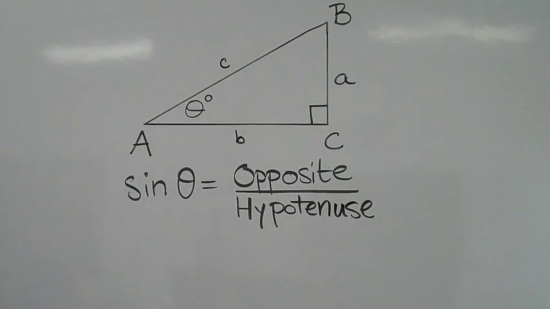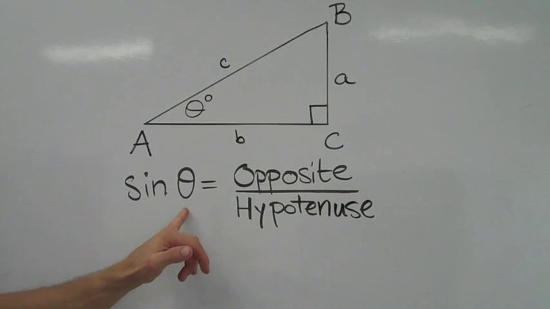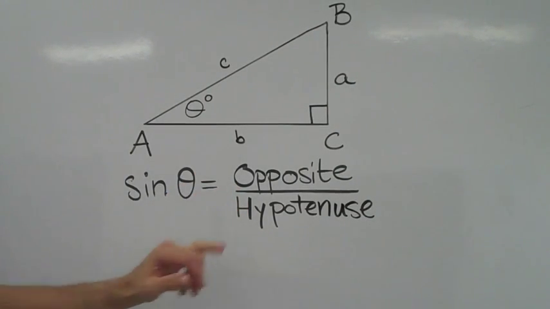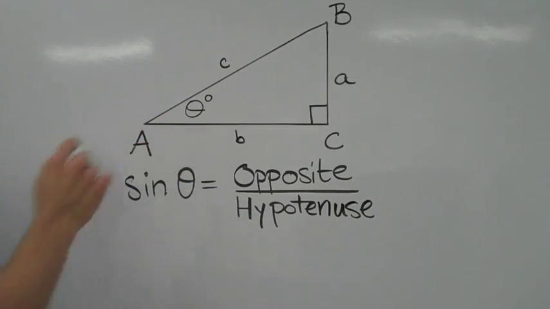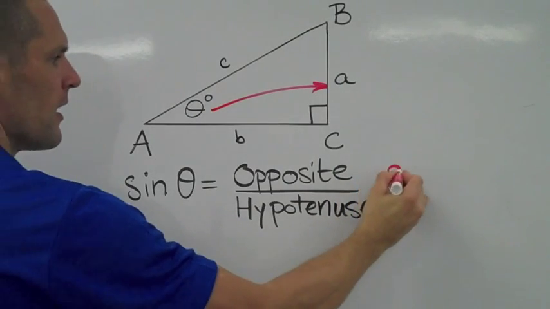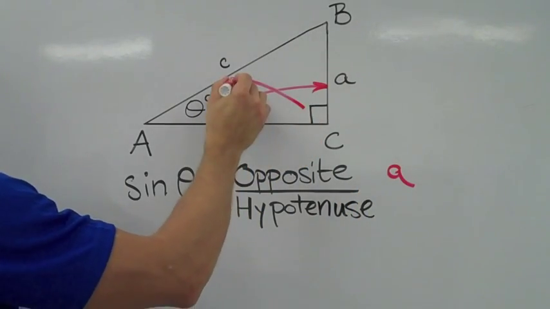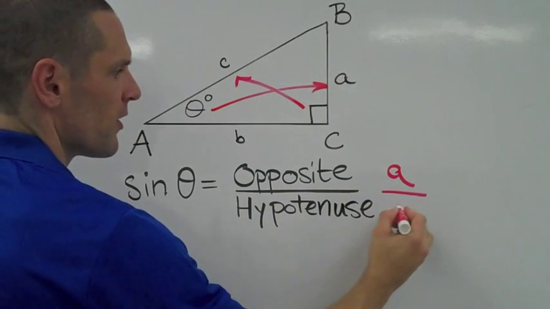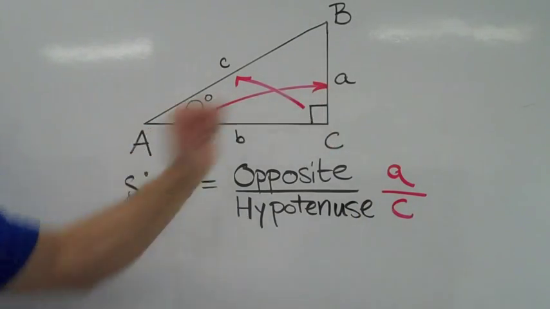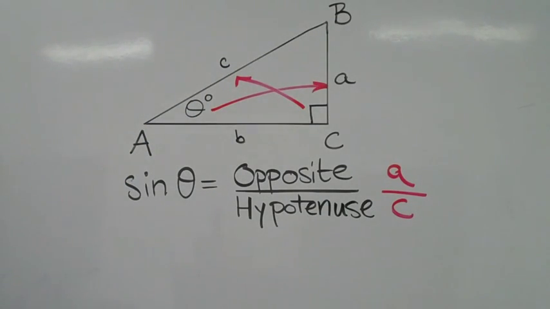Let's look at our first trig ratio. If we're talking about sine theta, that means we're going to be looking at the ratio of the opposite over the hypotenuse. If we define theta as A, the opposite will be small a over the hypotenuse. The hypotenuse is always across from the 90-degree angle. So our ratio of sine theta is the opposite of theta, which is A, over the hypotenuse, which is C.